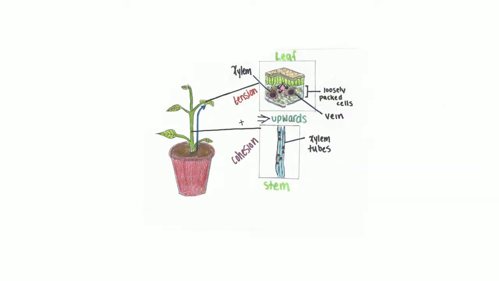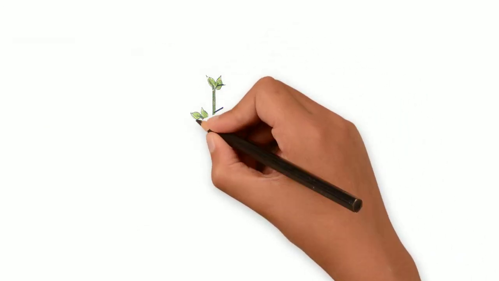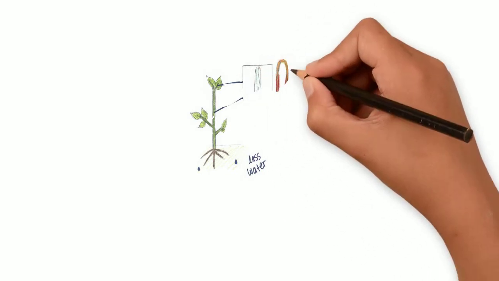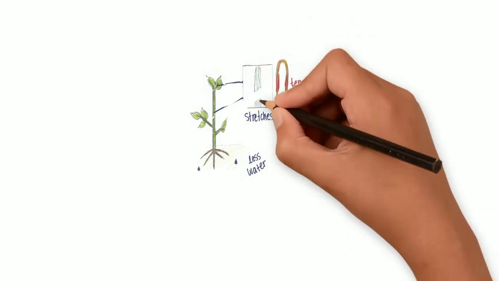This process of water transport requires a steady source of water from the roots and the xylem. But what happens when the water source is depleted? As the soil dries, plants will struggle to replace the water lost through transpiration. This causes the water column to strain and stretch like a rubber band.